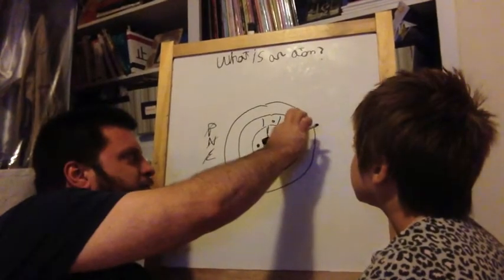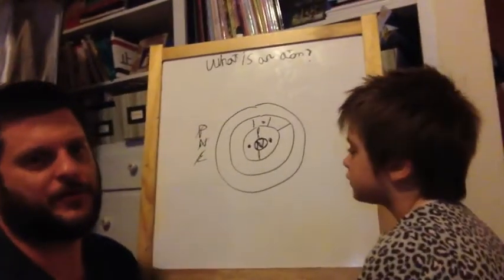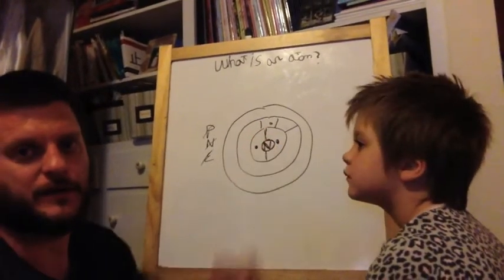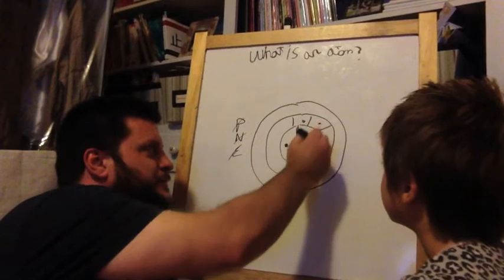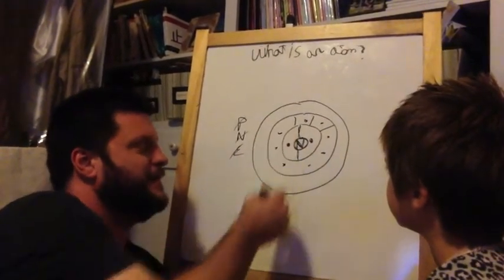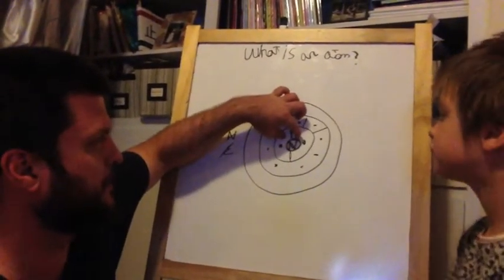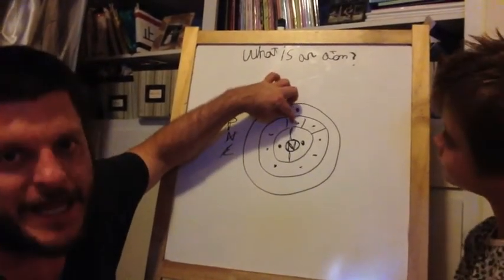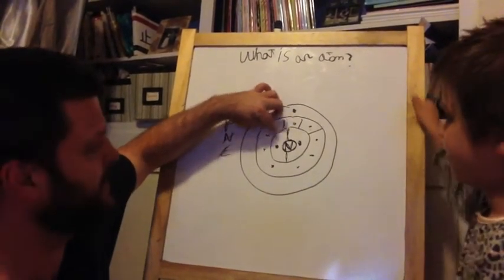But what you'll see here is that when you get to the third one, you've got another outer ring that only has 1 in it, right? And then let's draw the rest of these. 1, 2, 3, 4, 5, 6, 7, 8. And then that's full. Okay, so the inner shell holds 2. The next shell holds 8. And so when you have 2 here and 8 here, you've got 10, and it's full.